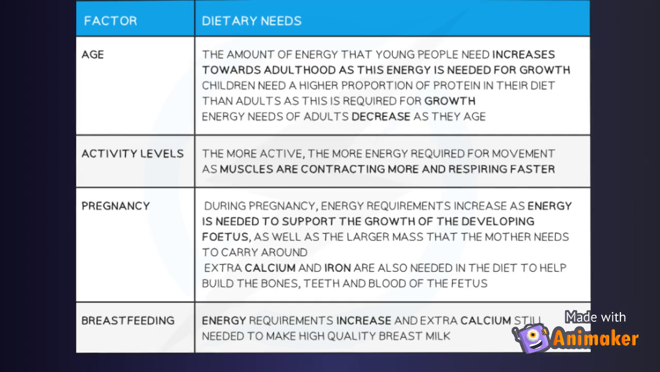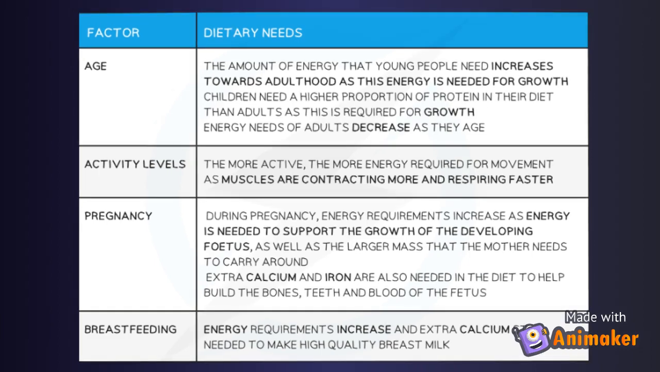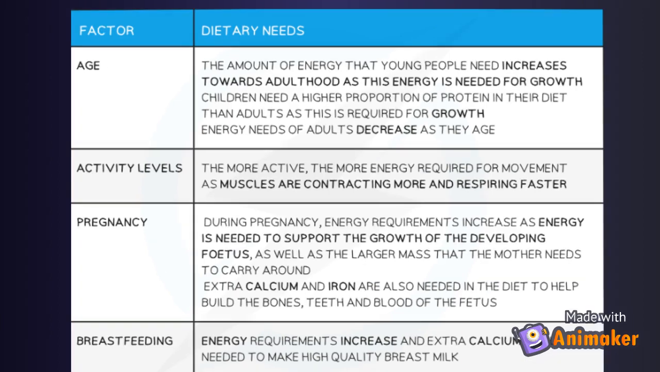So children will need a lot more protein in their diet than adults will, for their growth. So the energy needs of adults decrease as they age. The second factor is activity levels. So the more active you are, the more energy is required for movement, such as muscles which are contracting more and respiring faster. Third is pregnancy.